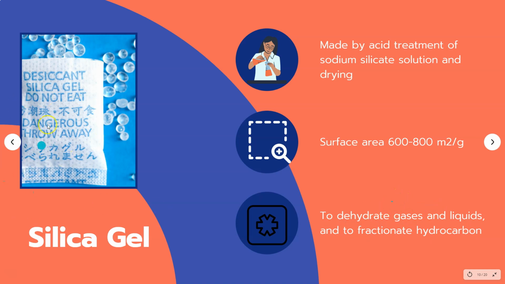this silica gel can usually be found in your packaging. Okay, your goods packaging such as shoes and so on, because its main function is to dehydrate gases and liquids such as moisture.